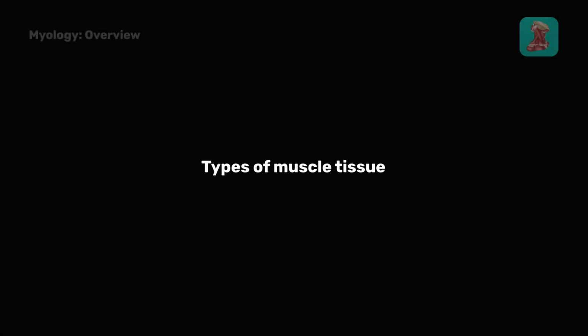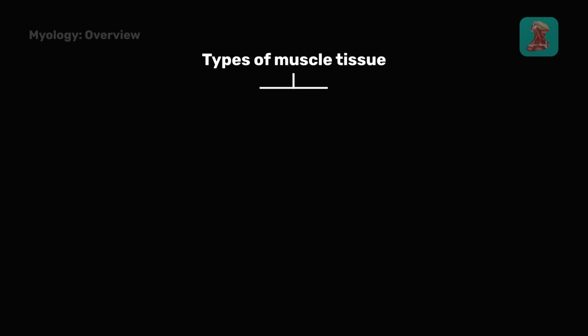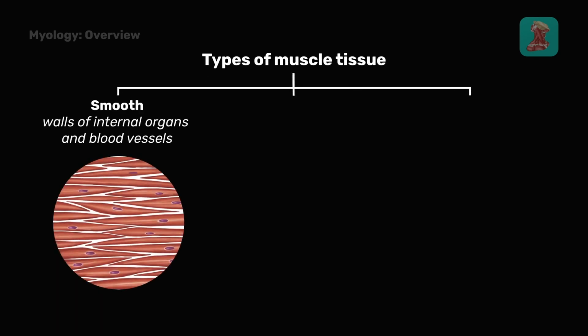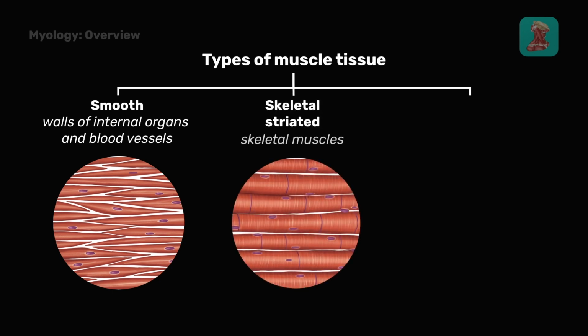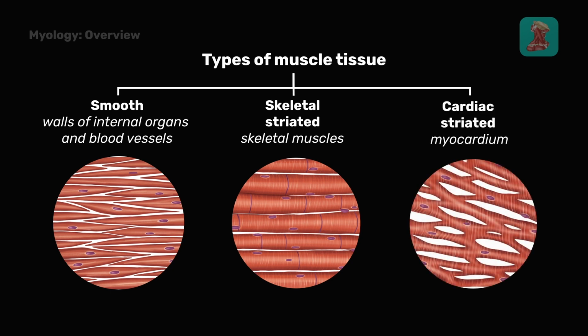Depending on structural and functional features, there are three types of muscle tissue. The smooth muscle tissue is a component of the walls of internal organs and blood vessels. The skeletal striated muscle tissue is a component of the skeletal muscles that provides their motion. The cardiac striated muscle tissue forms a muscle layer of the heart called the myocardium.